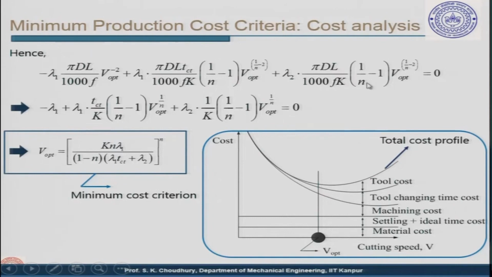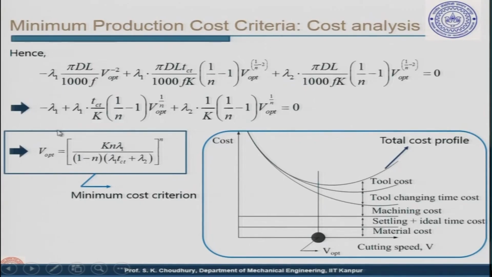Now, in this equation we can take this common from everywhere, and here it will be only minus lambda 1, because we have taken this as common, and then here TCT remains, K remains, and 1 by n minus 1 remains, with V optimum to the power minus 2 taken out. So, it will be 1 by n. Similarly, here also it will be the same, except that this will be lambda 2. This has been taken out, 1 by n minus 2 has been taken out. So, it is 1 by n, and this is equal to 0.